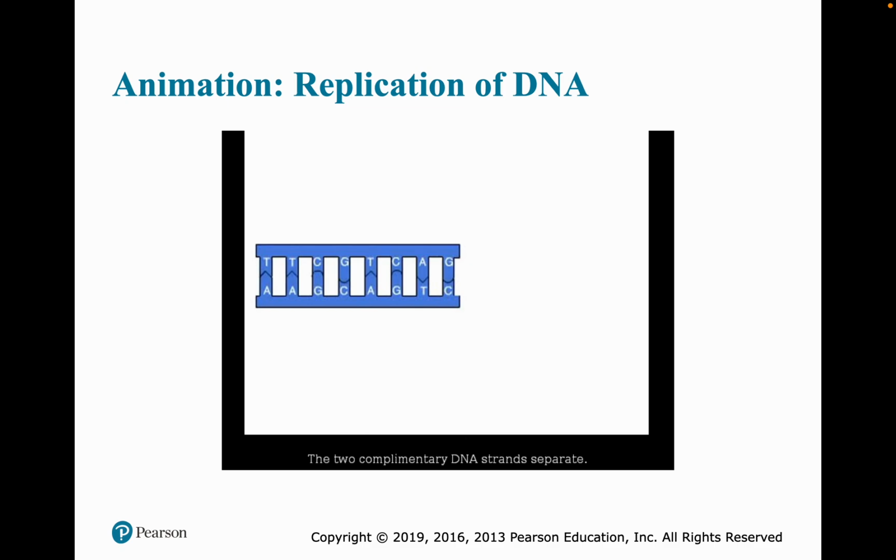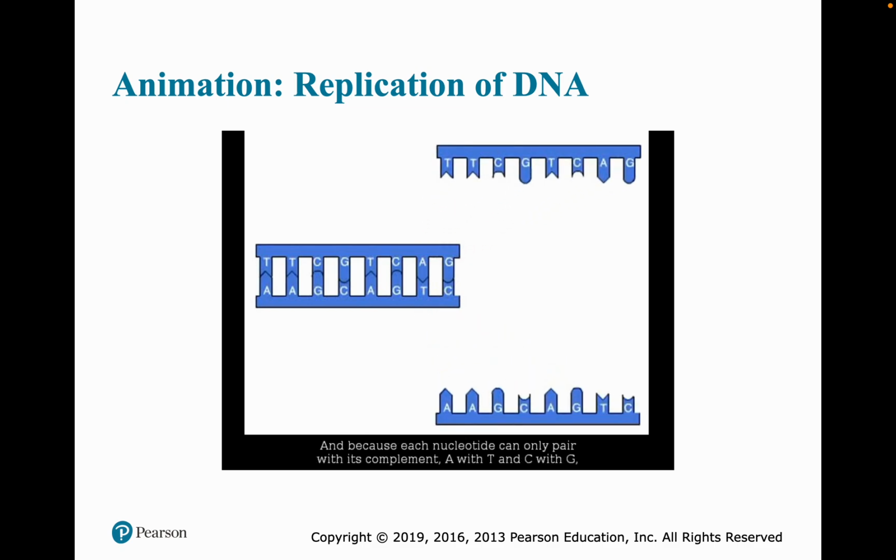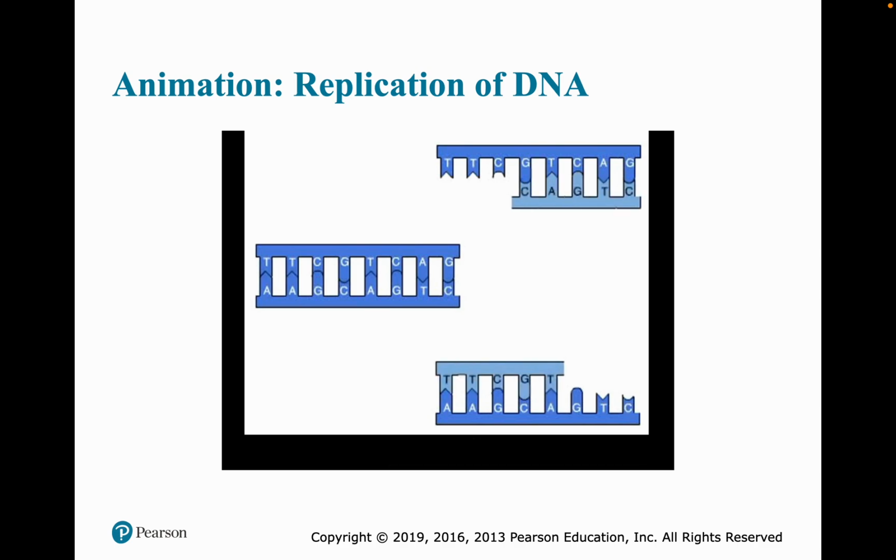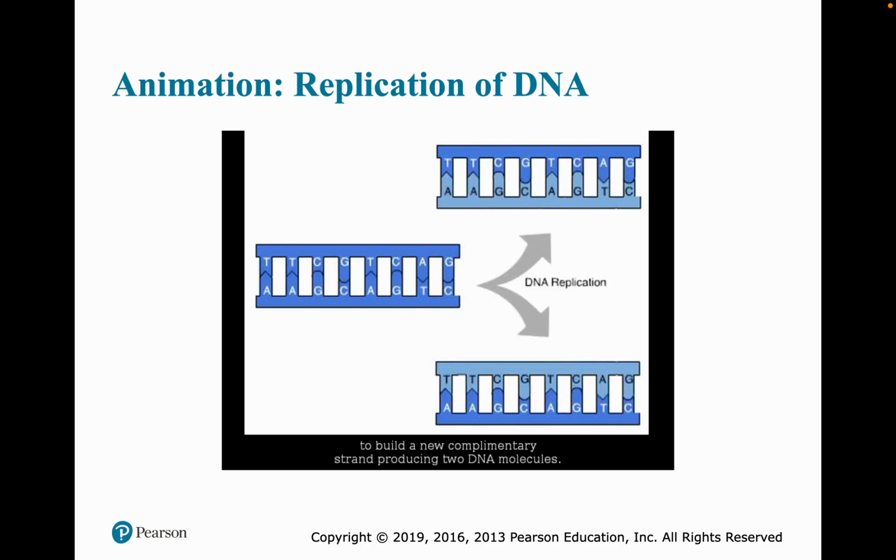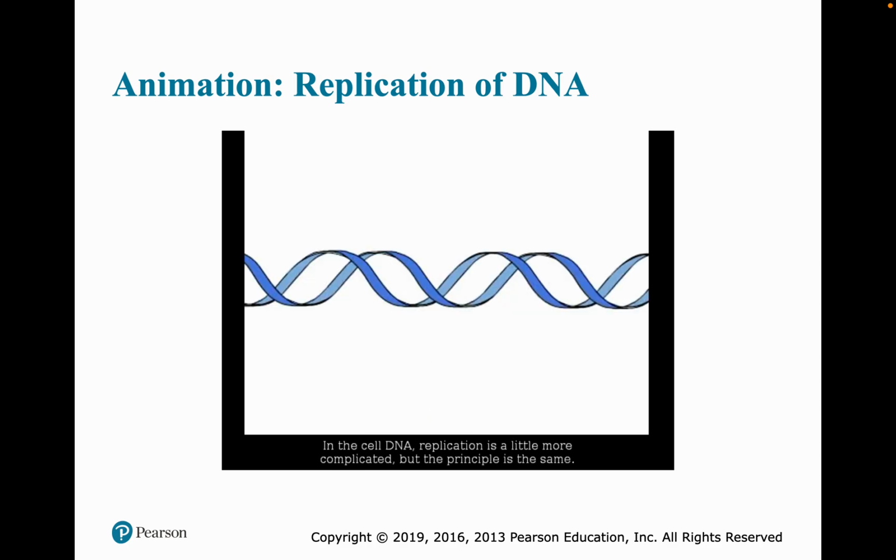In principle, copying DNA, a process called DNA replication, is very simple. The two complementary DNA strands separate, and because each nucleotide can only pair with its complement, A with T and C with G, each strand can be used as a template to build a new complementary strand, producing two DNA molecules. In the cell, DNA replication is a little more complicated, but the principle is the same.